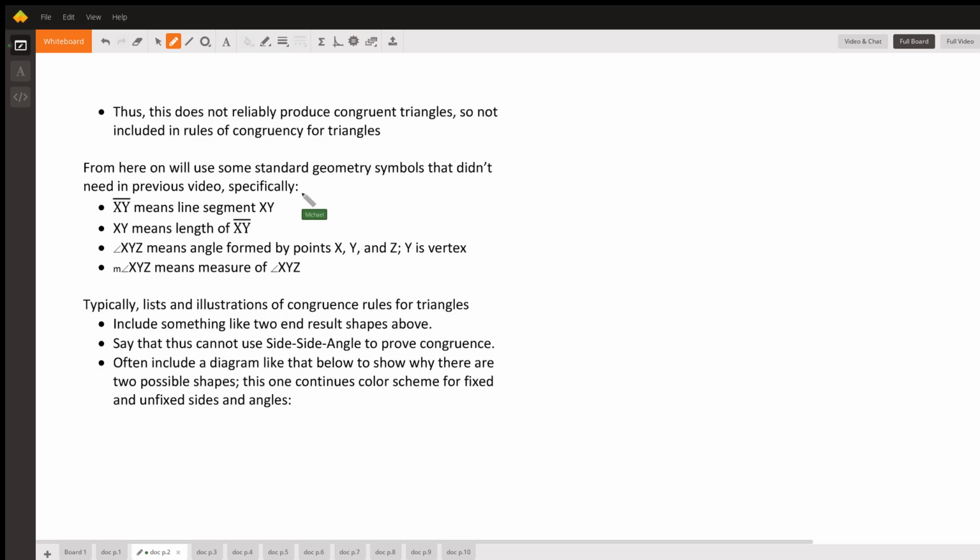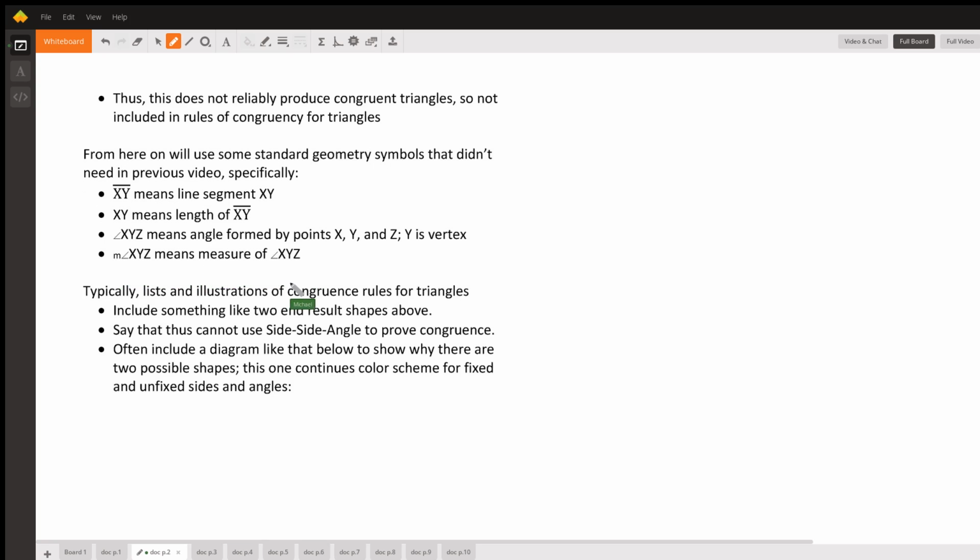So from here on, we're going to use some standard geometry symbols that I didn't need in the previous video, like the line over it, that means the line segment. Without the line, it means the length of the segment. That means angle XYZ, with Y as the vertex, formed by points X, Y, Z. And measure, or M in front, means the measure of that angle.